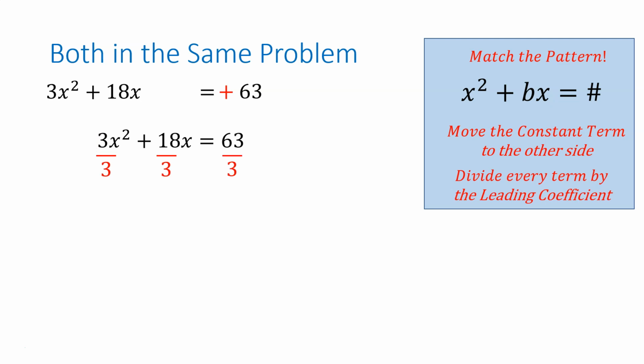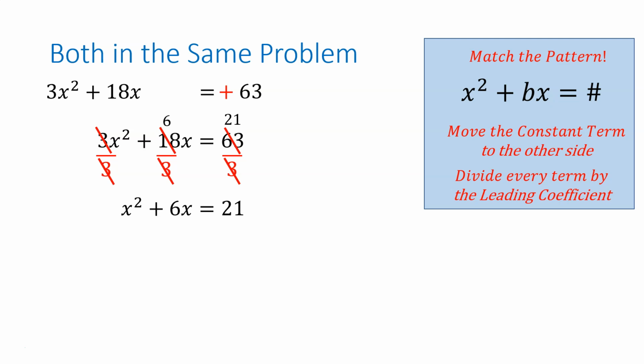In the first term, the 3's cancel. In the second term, 18 over 3 is 6. And the third term, 63 divided by 3 is 21. We get x squared plus 6x equals 21, which matches the pattern we know and want. So we can complete the square.